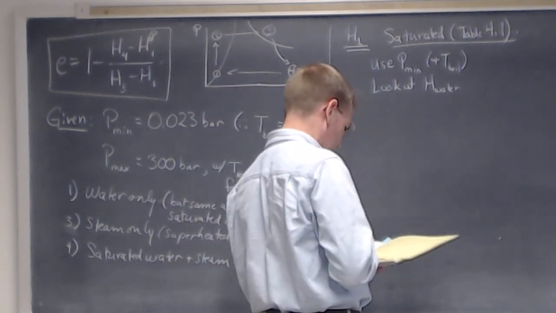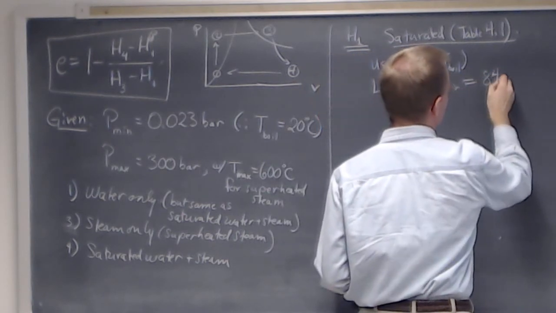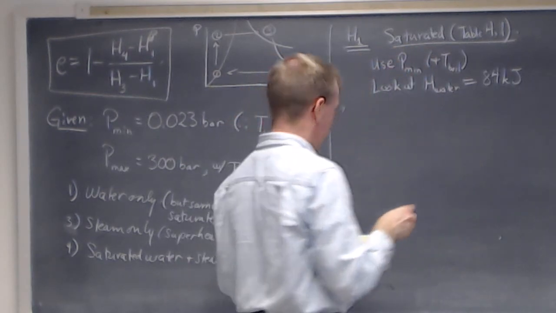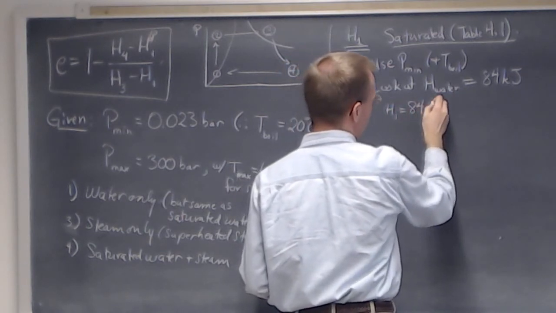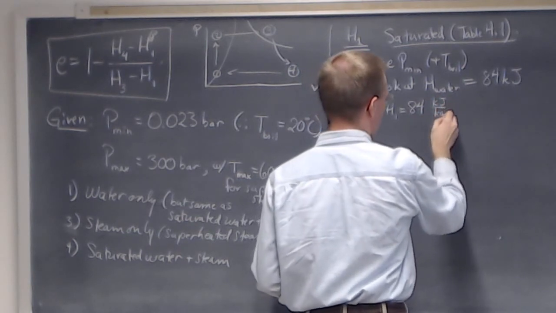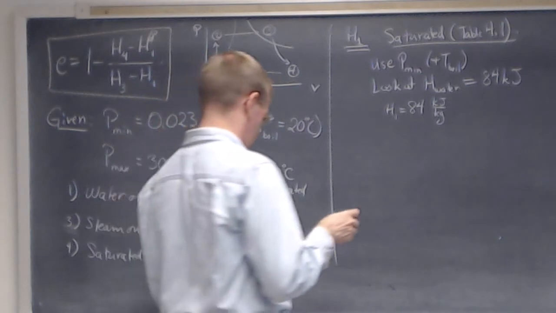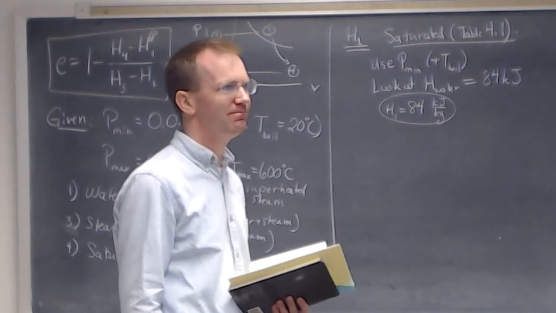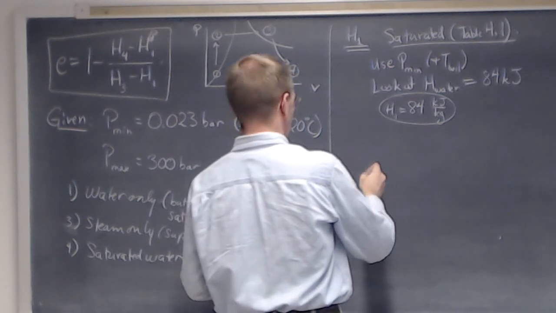Okay, so we've got that. H water, we look it up and we get 84 kilojoules. So that means H1 is 84 kilojoules per kilogram, per kilogram of water and steam. Great, we got our first point. Three more. Two more.